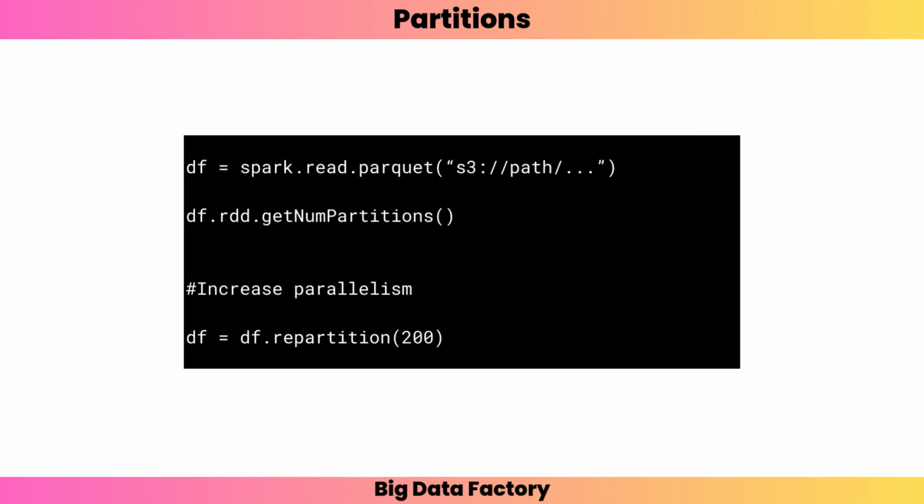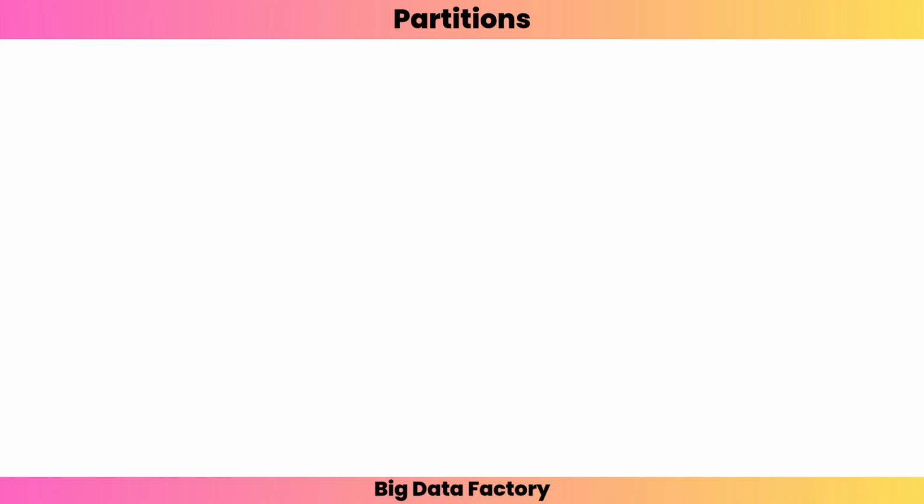A classic example is shown on the screen. In this case, adding reasonable parallelism with repartition can help. And after adding repartition, now you get more tasks, more cores are busy, and the stage finishes faster.